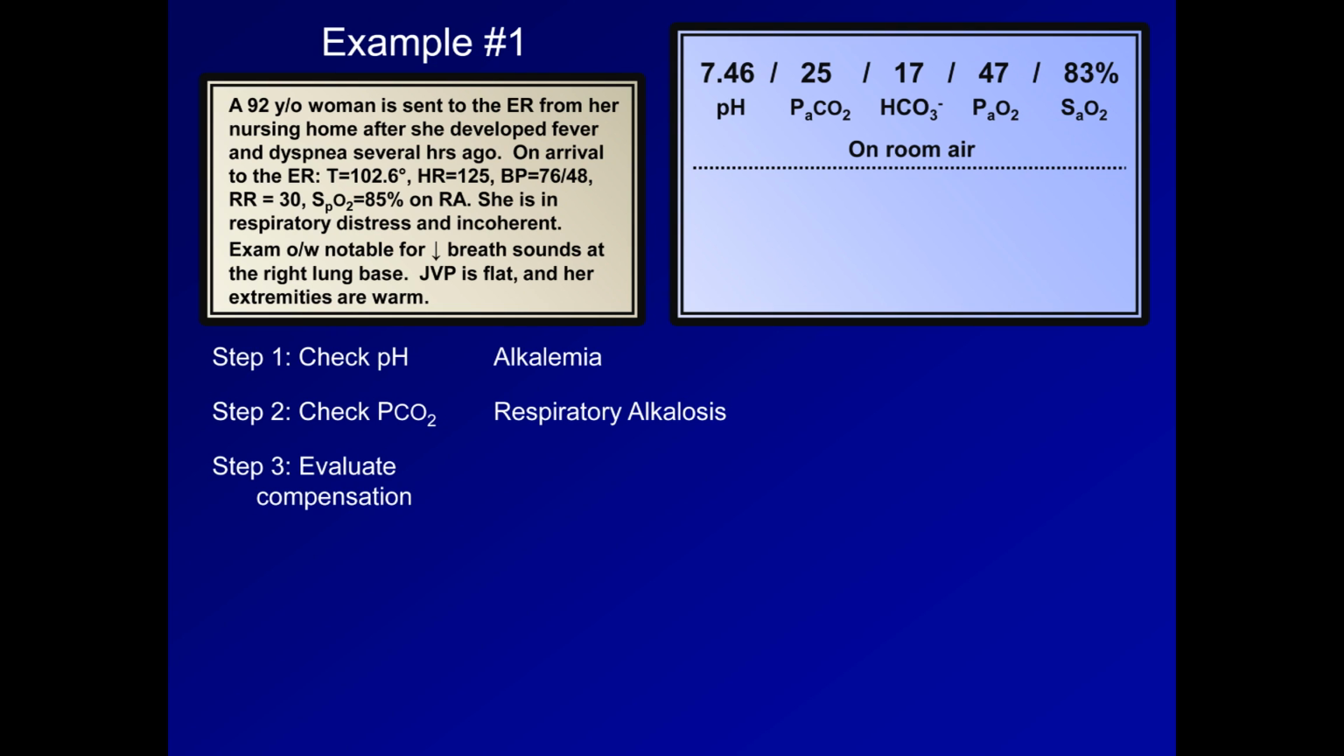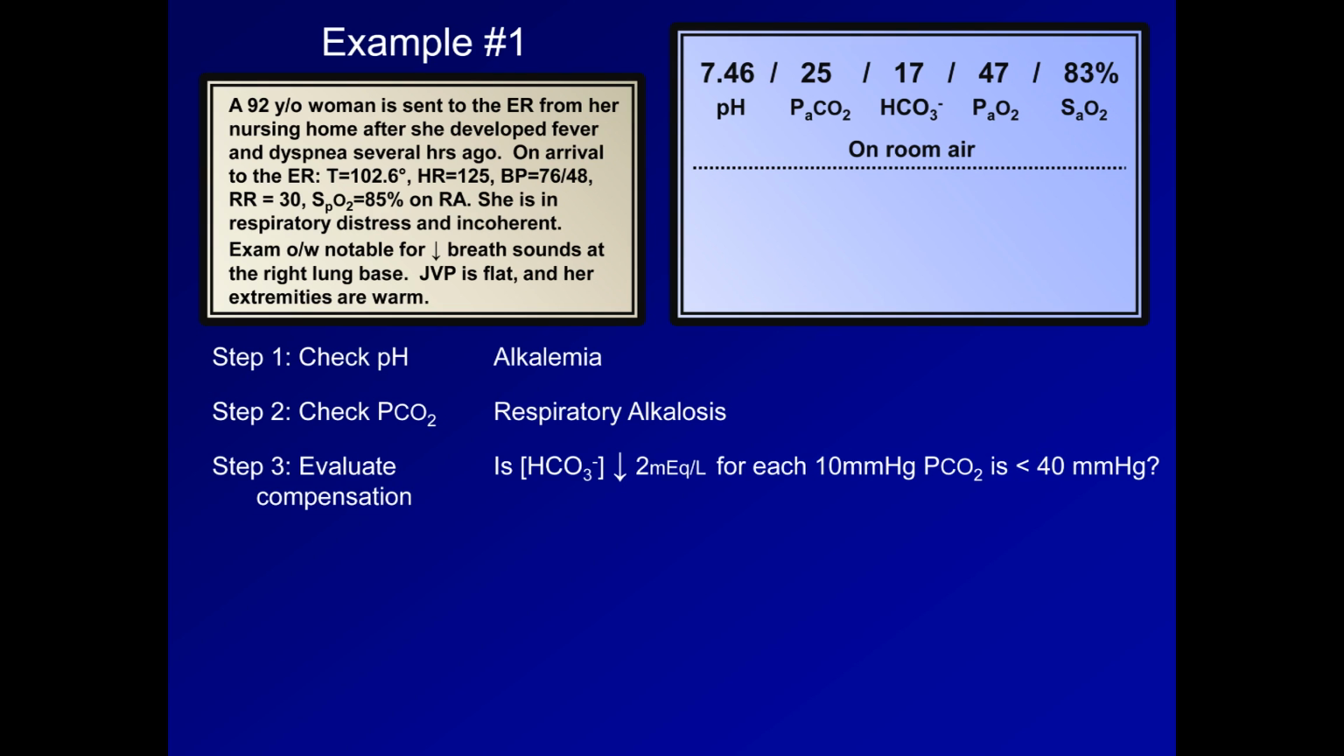If you remember way back to lecture 4, I discussed a series of equations and rules of thumb for evaluation of compensation. In the case of an acute respiratory alkalosis, the bicarb should be approximately 2 milliequivalents per liter lower than normal for each 10 millimeters of mercury the PCO2 is above normal. In this case, a PCO2 of 25 would predict a bicarb of about 21.